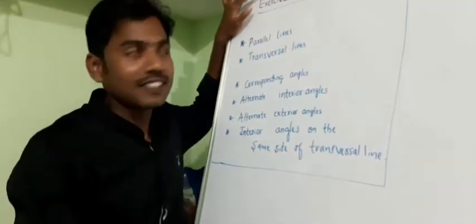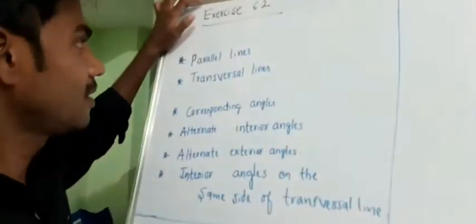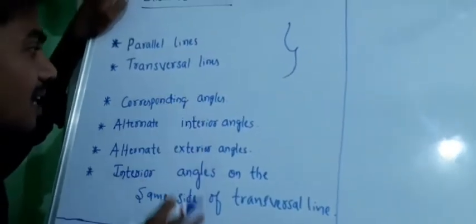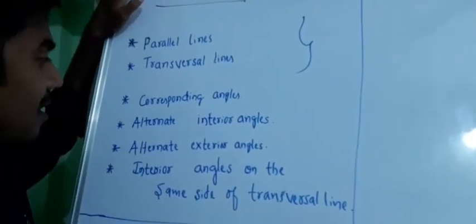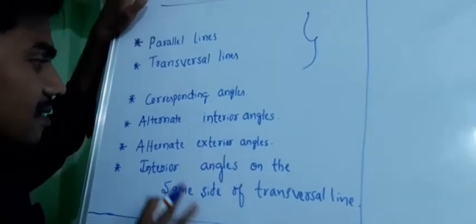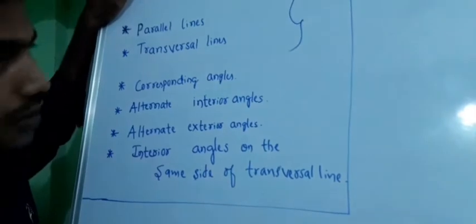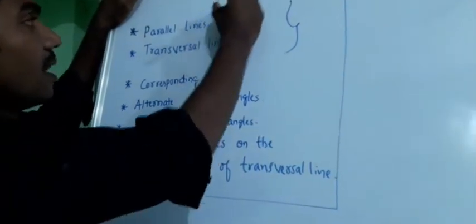So we'll start with the introduction of exercise 6.2. In this, we are going to recollect our basics: parallel lines, transversal lines, corresponding angles, alternate interior angles, alternate exterior angles, interior angles on the same side of a transversal line. Before that, we'll start with what are parallel lines.